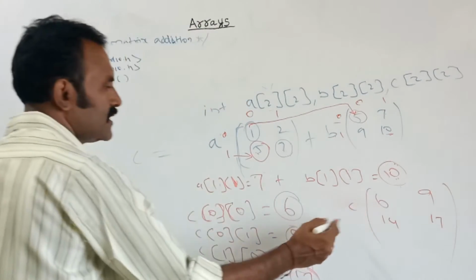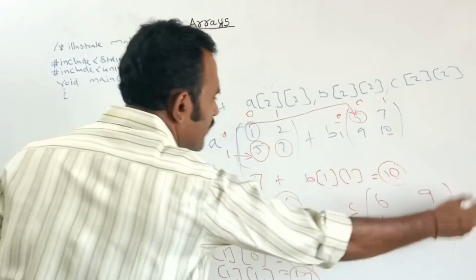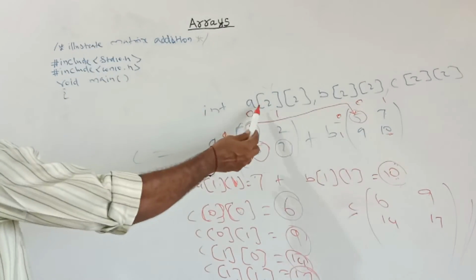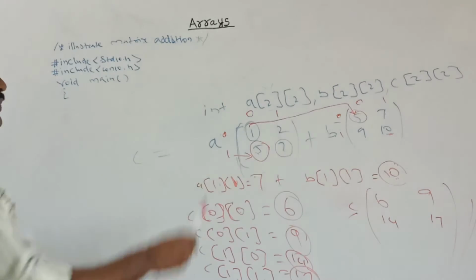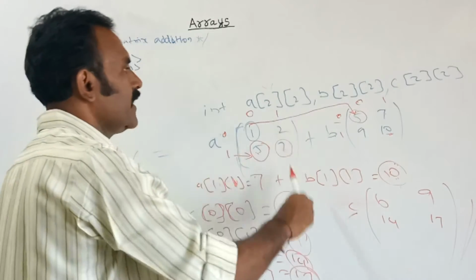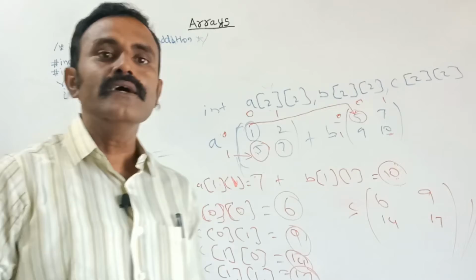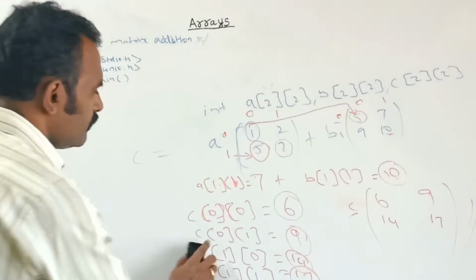So this is the result. The result should be displayed like this. Here this is the two matrix value. We are going to give the input to A and B, and we are going to add that matrix element value to the C variable.